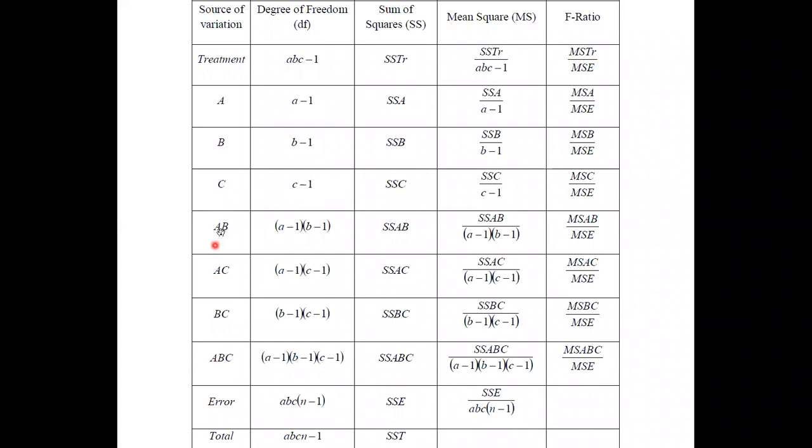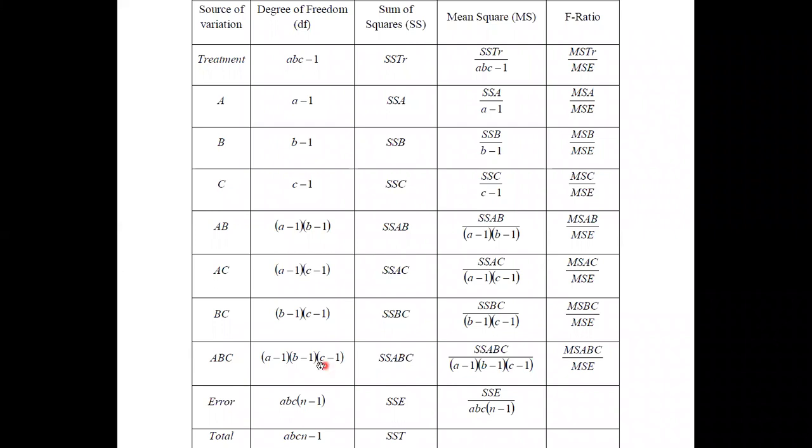For the interaction of AB, you can simply take the multiplication of the degrees of freedom of factors A and B, a minus 1 times b minus 1. Likewise, we can take the values for AC and BC. Therefore, the degrees of freedom would be a minus 1 times c minus 1 and b minus 1 times c minus 1. For the three-way interaction, you have to multiply these three quantities to obtain its degrees of freedom.